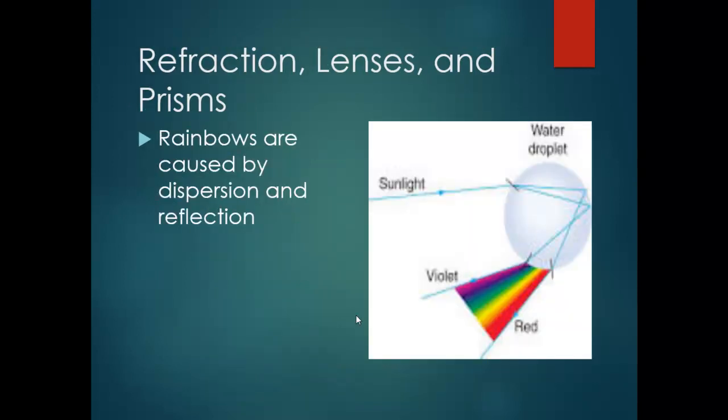Rainbows are caused by dispersion and reflection. So the rainbow phenomenon happens by dispersion of light and reflection.